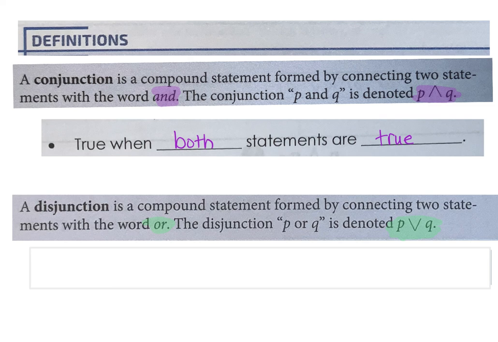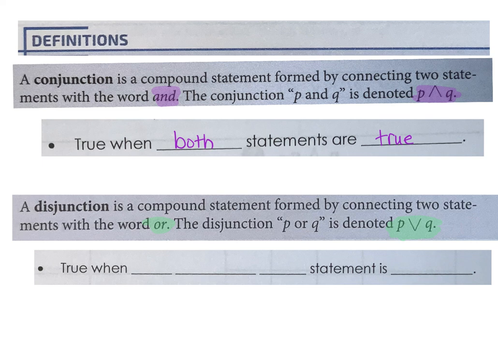Now for this one to be true, at least one of them has to be true. At least one statement is true. In fact, the only way this is false is if both statements are false. So with an or, as long as one piece of it is true, the whole statement is true. All right? So conjunction is and, disjunction is or. Conjunction is and, disjunction is or.